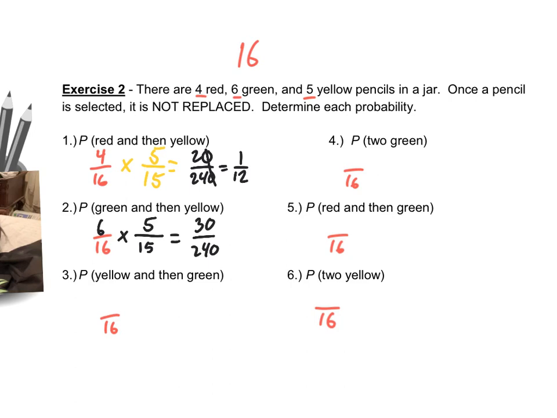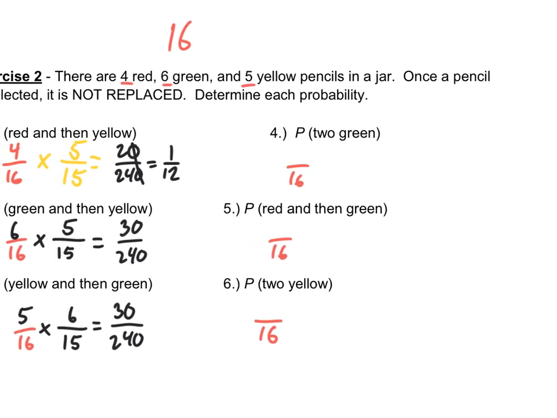For number 3, yellow and then a green. Well, there are 5 yellows. Now I'm going to multiply that times, well, greens, there are 6 greens, but there are only 15 pencils left in, I don't even know what these things are in. They're in a jar. Okay, so 5 times 6 is 30. 16 times 15 is 240.